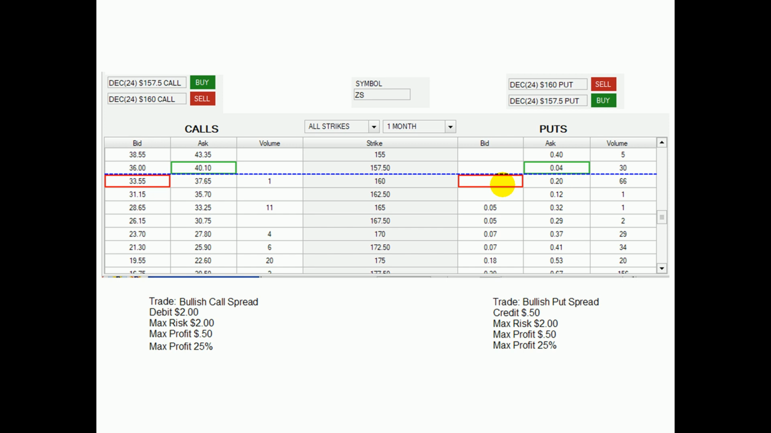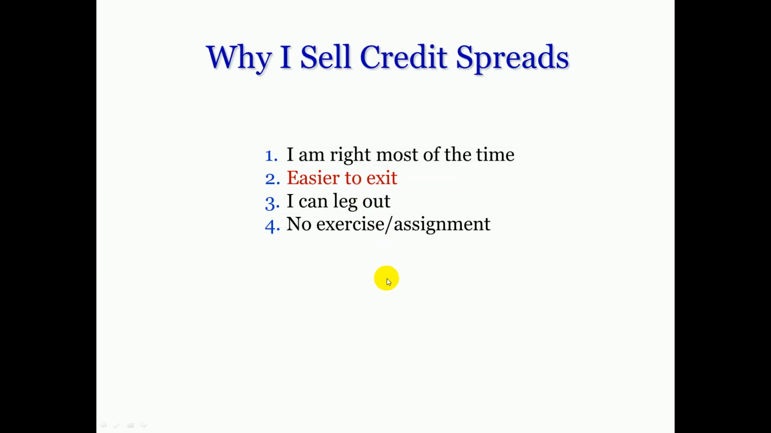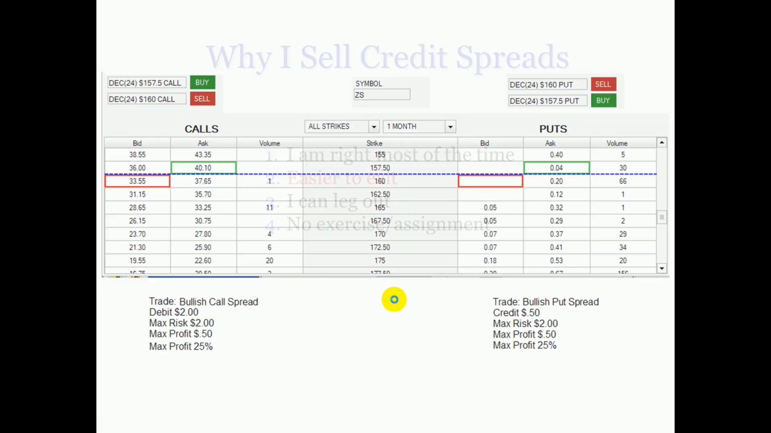Again, if I'm right most of the time, I'm not going to have any transaction fees by selling out of the money credit spreads, but I am going to have transaction fees if I'm right because of exercise and assignment or because I'm needing to sell the spread. So that's why it's easier to exit these spreads.